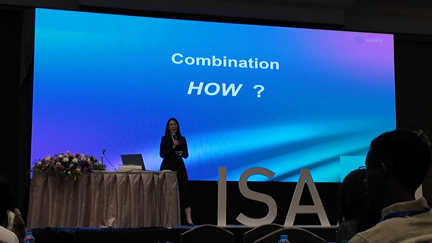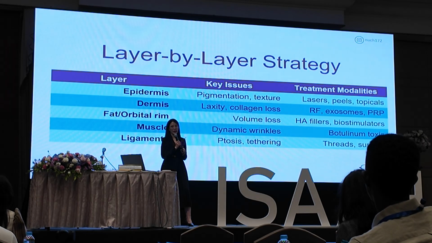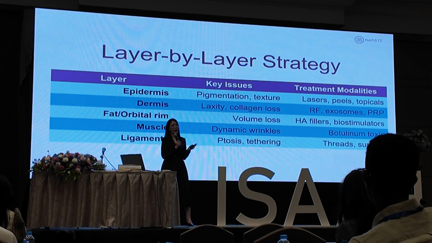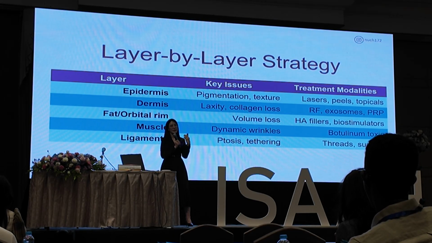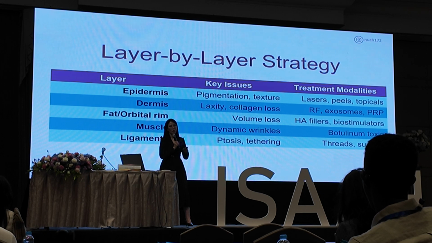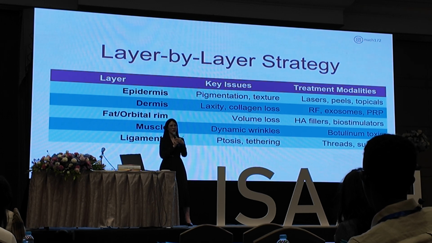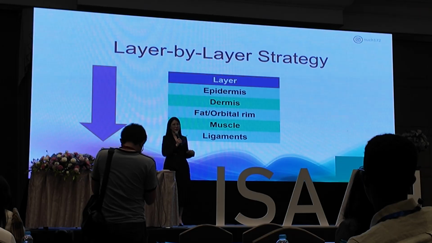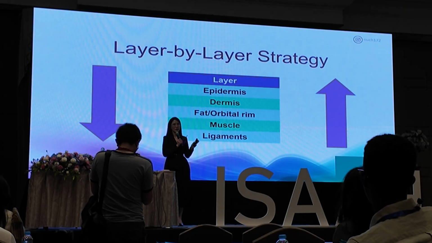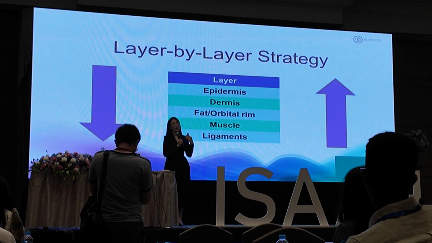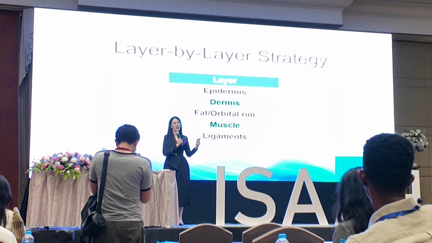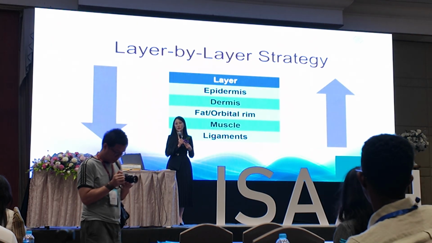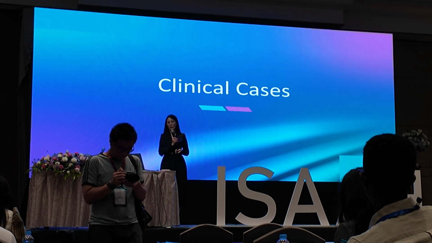In the combination treatment, how do I do it? I do it with a layer-by-layer strategy, because we all know that when we age, every layer ages, from the epidermis, dermis, the fat, the muscle, and the bone, and each aging layer has different treatment modalities. We can do it from superficial to deep, or maybe from deep to superficial, depending on the problem of our patient, what our patient needs, and what treatment you are going to use.